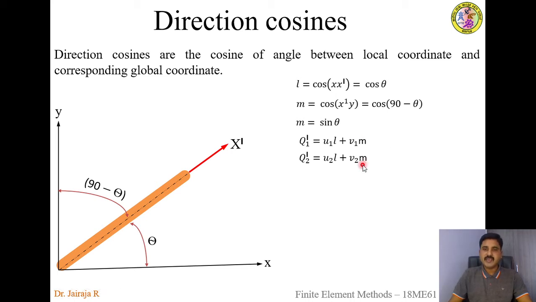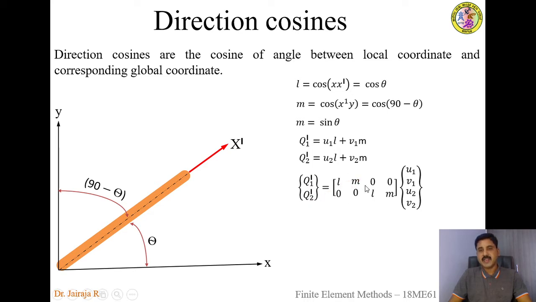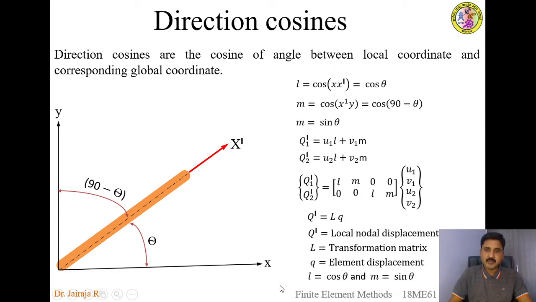So if I write these two equations in matrix form, it becomes: q1 dash, q2 dash is equal to the direction cosine matrix [l m 0 0; 0 0 l m] times {u1 v1 u2 v2}. This is the nodal displacement for the truss element. So this can be represented as q dash is equal to L into q, where q dash is q1 dash, q2 dash.